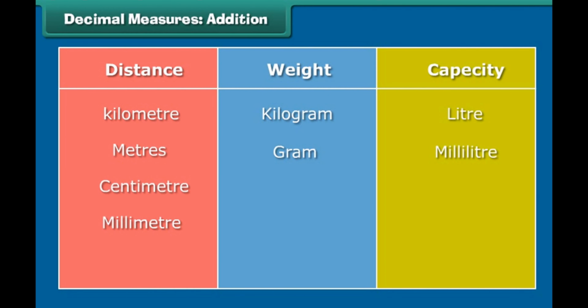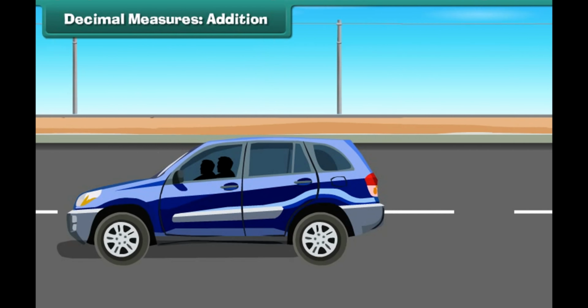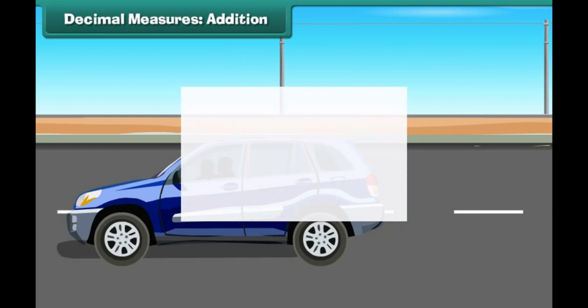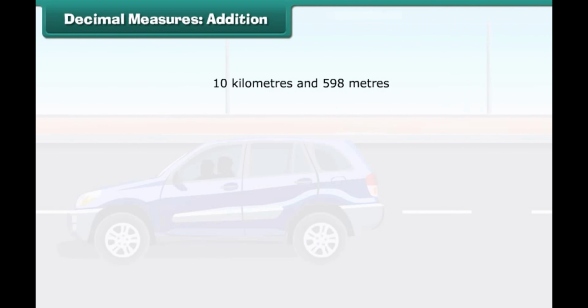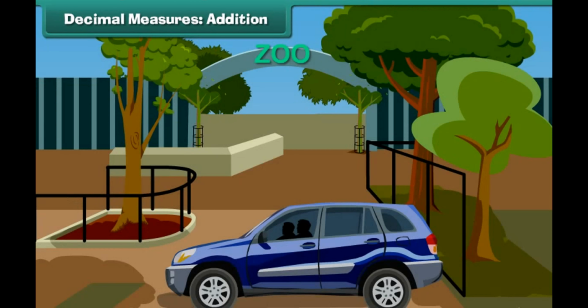We have learned the different units used for measuring distance, mass, and capacity. Let us now learn how to add, subtract, and multiply the quantities in different units. One day Ryan went to the zoo with his uncle. They covered the first 10 kilometers and 598 meters very fast. But they took much time in covering the next 8 kilometers and 633 meters. How much distance did they travel in total?